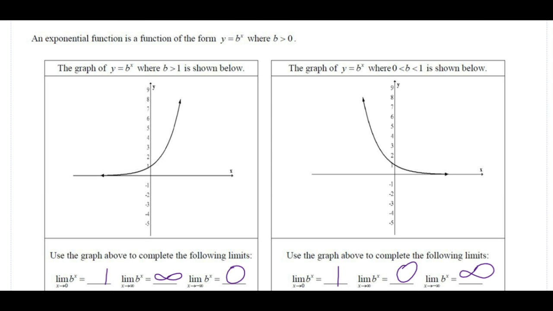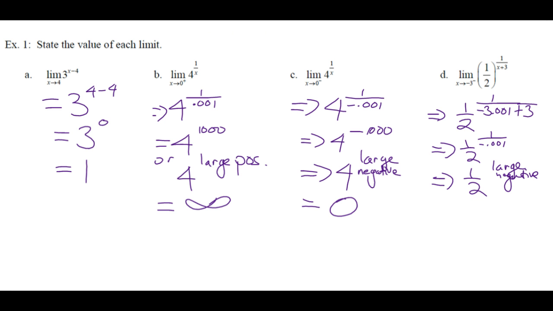Okay, what did I mean to do? Oh, yeah, the other one, now I know what I meant. So 4 to the 1 over x, we had 4 to a large negative number, we're going this way, that was the 0, right? 4 to a large positive is this, so 1/2 to a large negative is infinity, 1/2 to a large positive would be 0. Okay, and that's going to infinity.